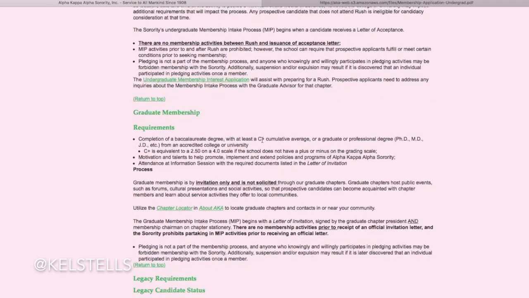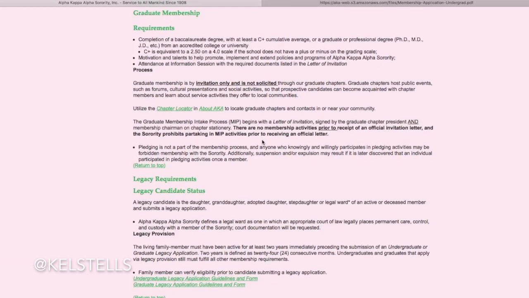One question that I get more often than I would like is, do you have to be in grad school in order to be a graduate member? And I want to point out that each website states what's required to be a graduate member, and it says it right there for Alpha Kappa Alpha. You need to complete your 4-year degree. For them, it's with a C plus or better cumulative average, as well as any other information. And it says right there that it is by invitation only and not solicited.